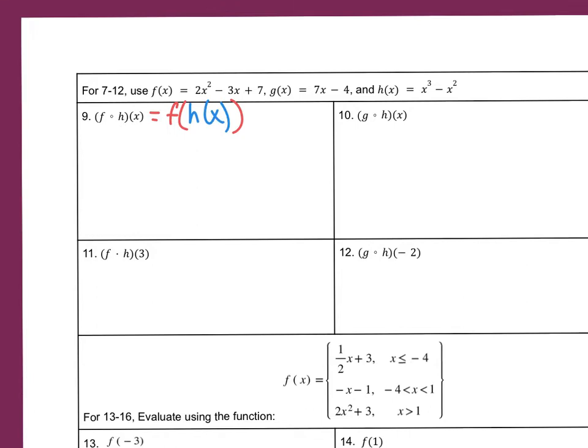Okay, so I need to plug in h of x everywhere where there is an x in f. Okay, so how I'm going to do that is I'm going to keep everything of f, but everywhere that there's an x, I'm just plugging in x cubed minus x squared.